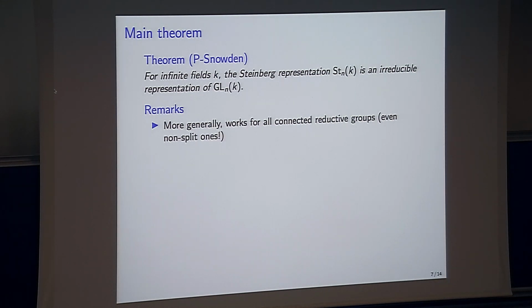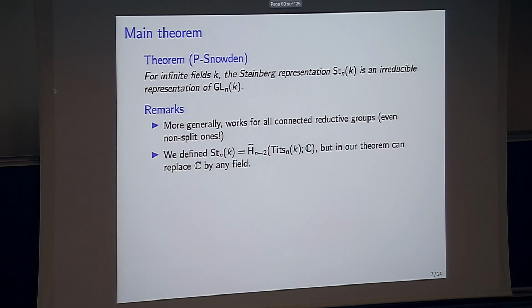The ones that I knew before I started thinking about this stuff were the split examples. Things like GL_n is a split group, the symplectic group is a split group. But there's a vast world, if K is not algebraically closed, of reductive groups that are not split and have an extraordinarily complicated structure. So this works, there are no hypotheses.